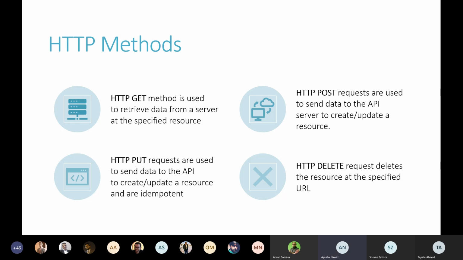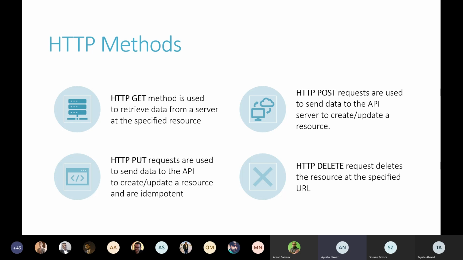Then we have HTTP POST, and what this does is requests are used to send data to the API server to either create or update a resource. And this is not idempotent, which I will explain later on. Then we have HTTP PUT. It sends data to the API to create or update a resource, but this is idempotent, which means we can send a request a number of times and still receive the same response.